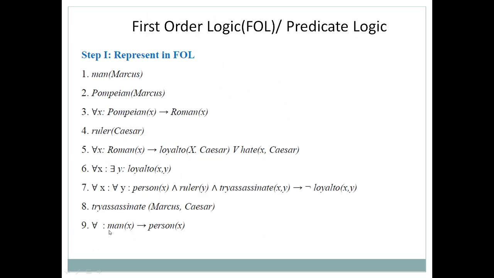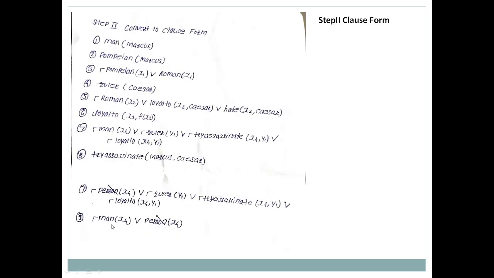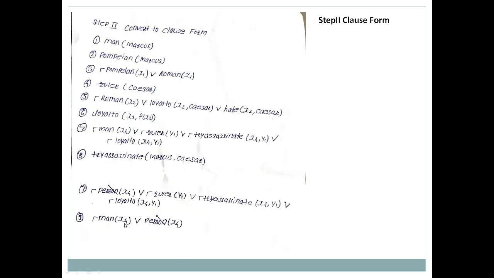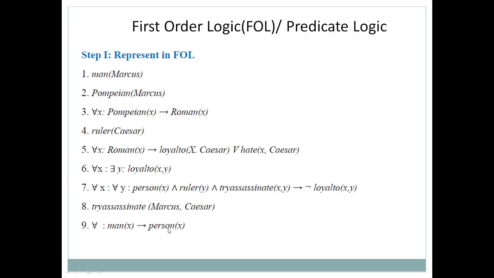Now the last statement, here x is missing. For all x, if x is a man, then x is a person. So how to write this? Likewise, we have to replace the implication sign with the OR sign, means we convert A implies B into negation of A or B. So we apply the negation sign on the left hand side term: negation of man of x4 or person of x4.